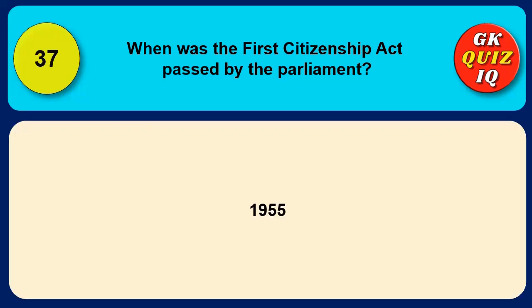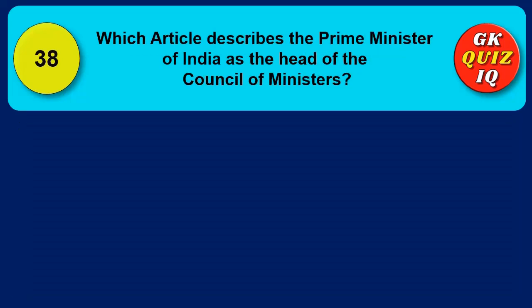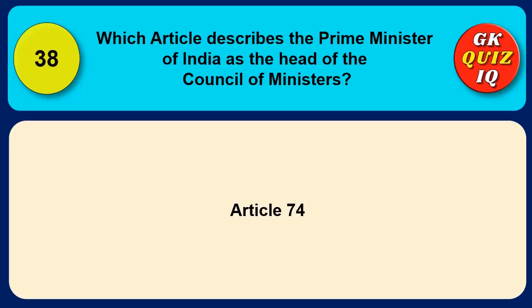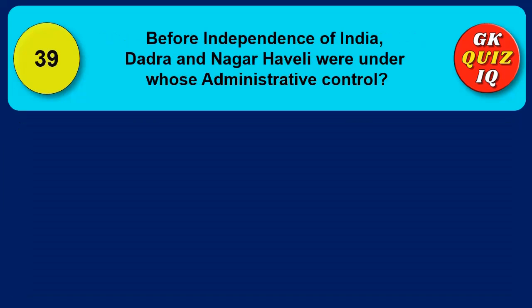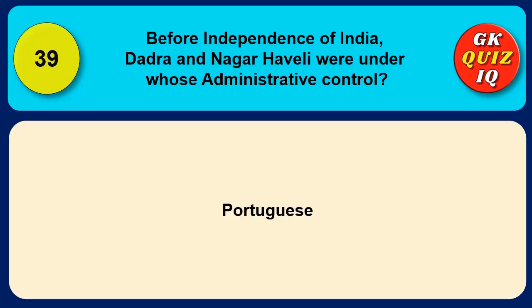When was the first Citizenship Act passed by the Parliament? 1955. Which article describes the Prime Minister of India as the head of the Council of Ministers? Article 74. Before independence of India, Dadra and Nagar Haveli were under whose administrative control? The Portuguese.